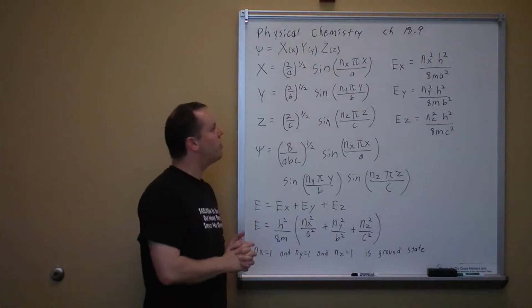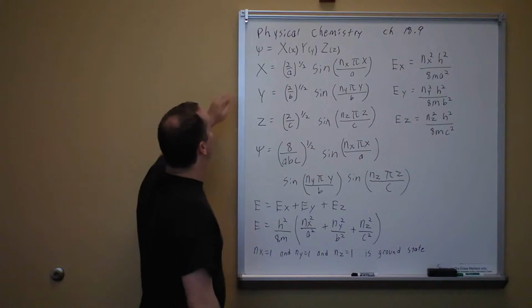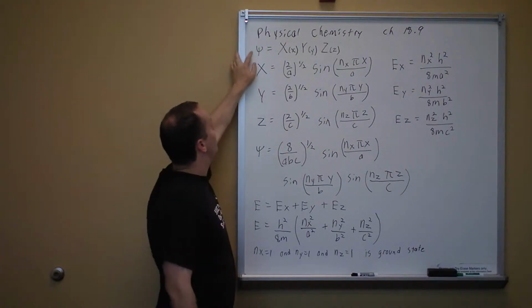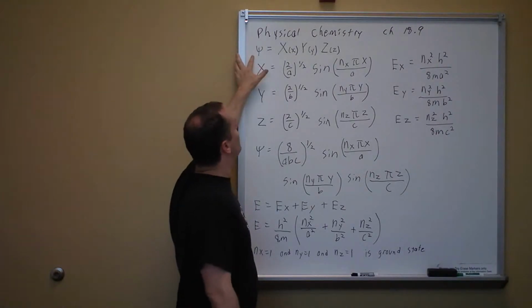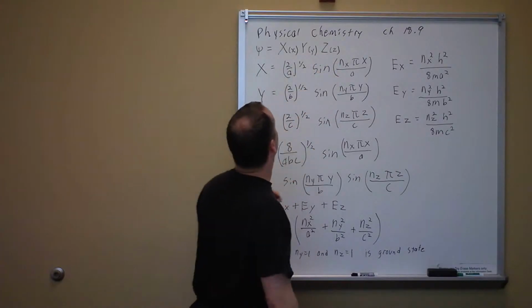Continuing on physical chemistry, chapter 18, section 9. We're talking about a particle in a 3D box. So he said that because the x and y and z dimensions are independent of each other, we can write the psi function as a product of three separate functions. One for x, one for y, and one for z.